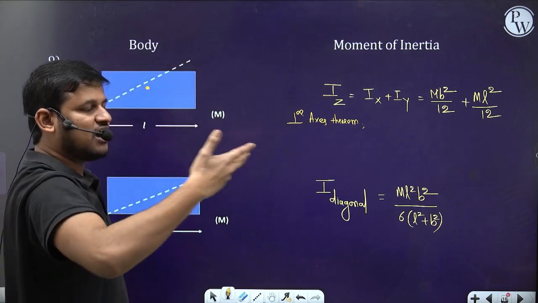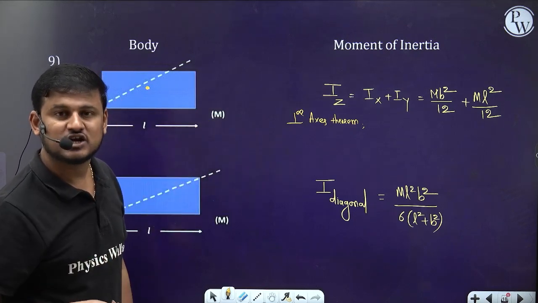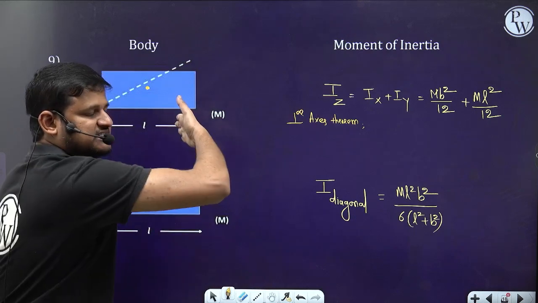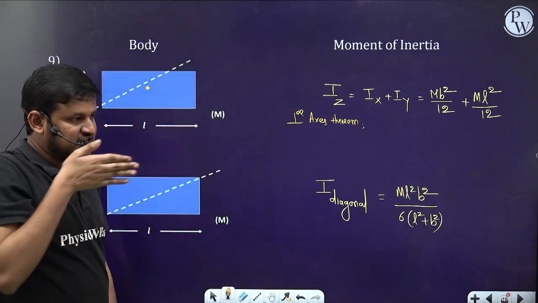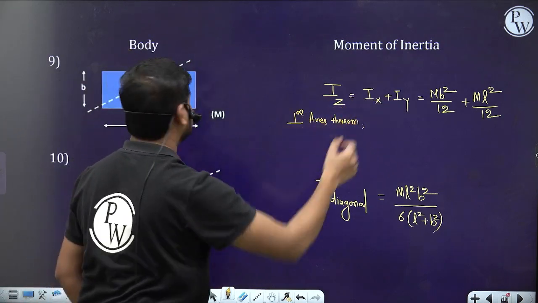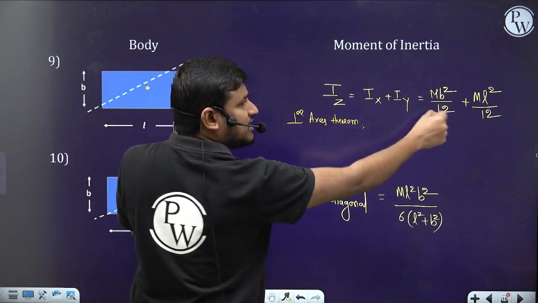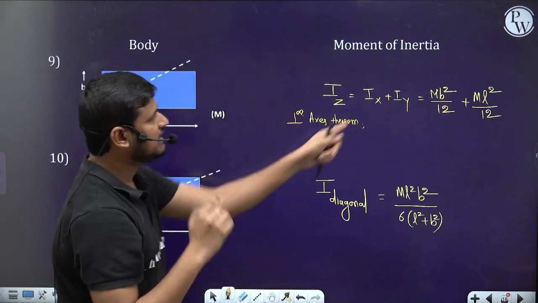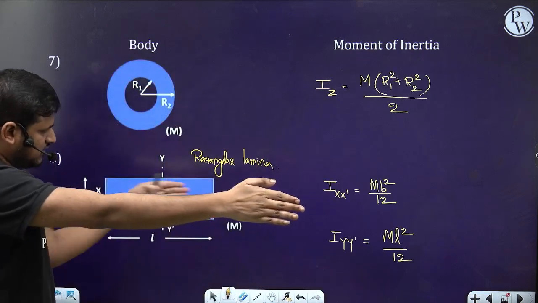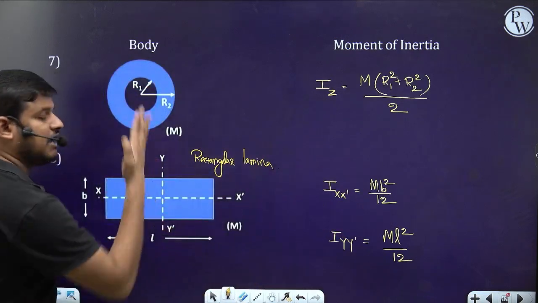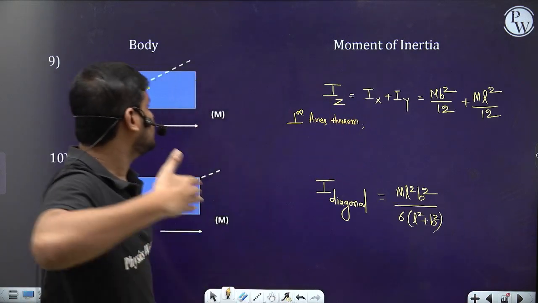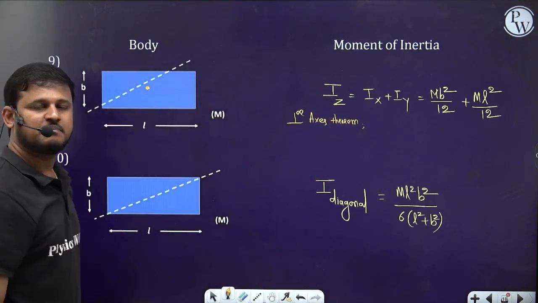So here all three axes are mutually perpendicular. You can apply the perpendicular axis theorem. So the moment of inertia about the z axis is equal to the moment of inertia about the x axis plus the moment of inertia about the y axis, right? About the x axis it is mb square by 12, about the y axis ml square by 12, we have already seen here. So if we add these two, we get the moment of inertia about the z axis, the perpendicular axis.